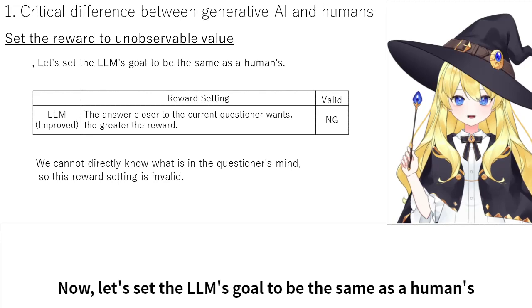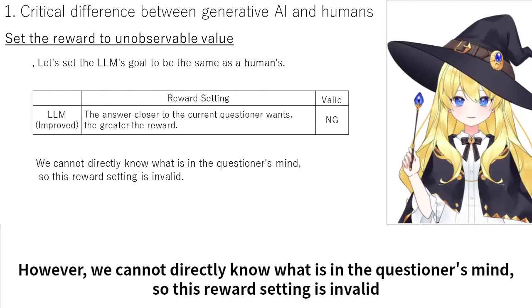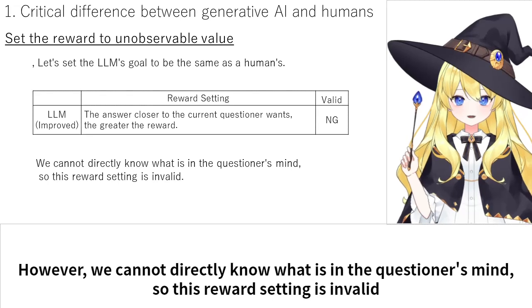Now, let's set the LLM's goal to be the same as a human's. The closer the answer is to the current questioner's desired answer, the larger the reward we set. However, we cannot directly know what is in the questioner's mind, so this reward setting is invalid.